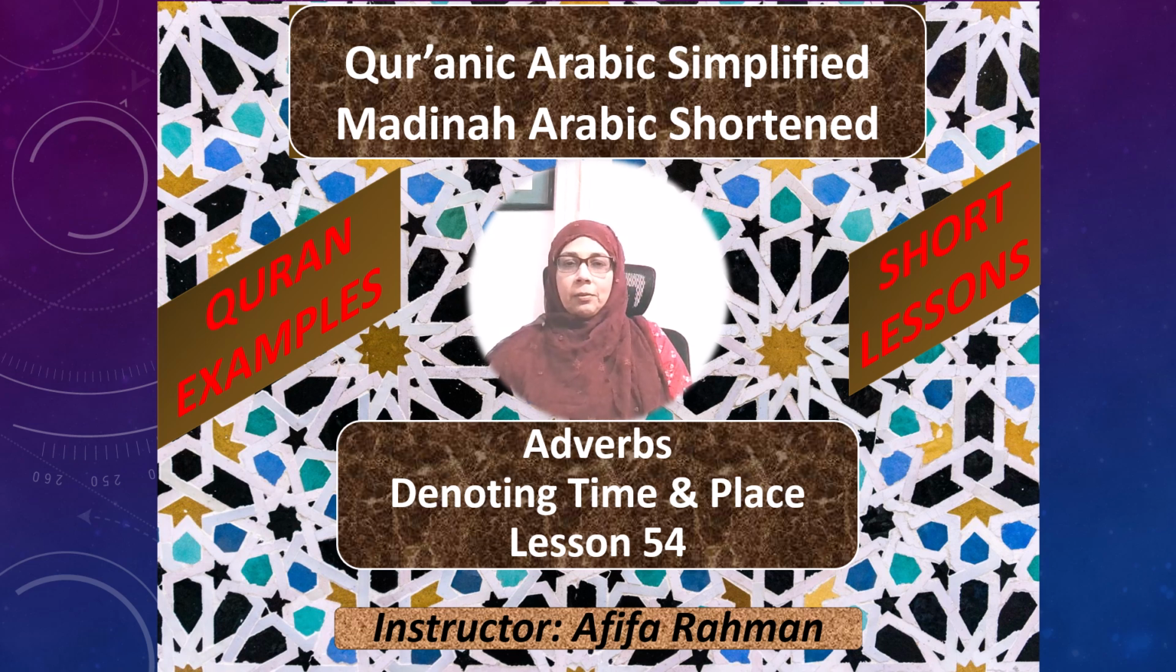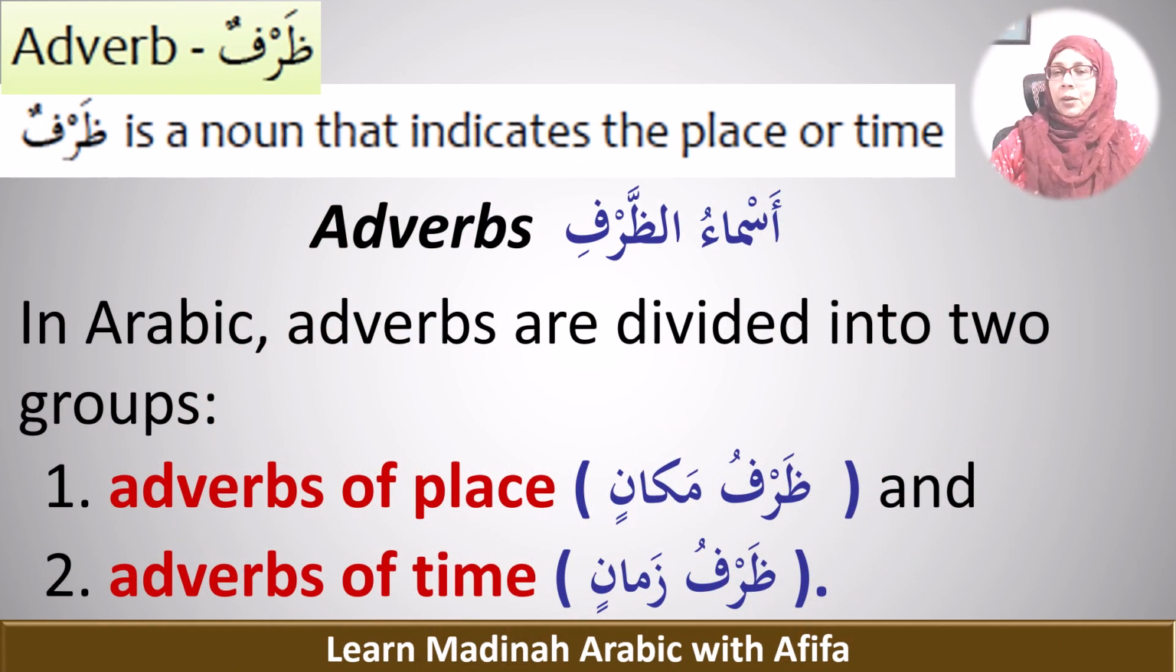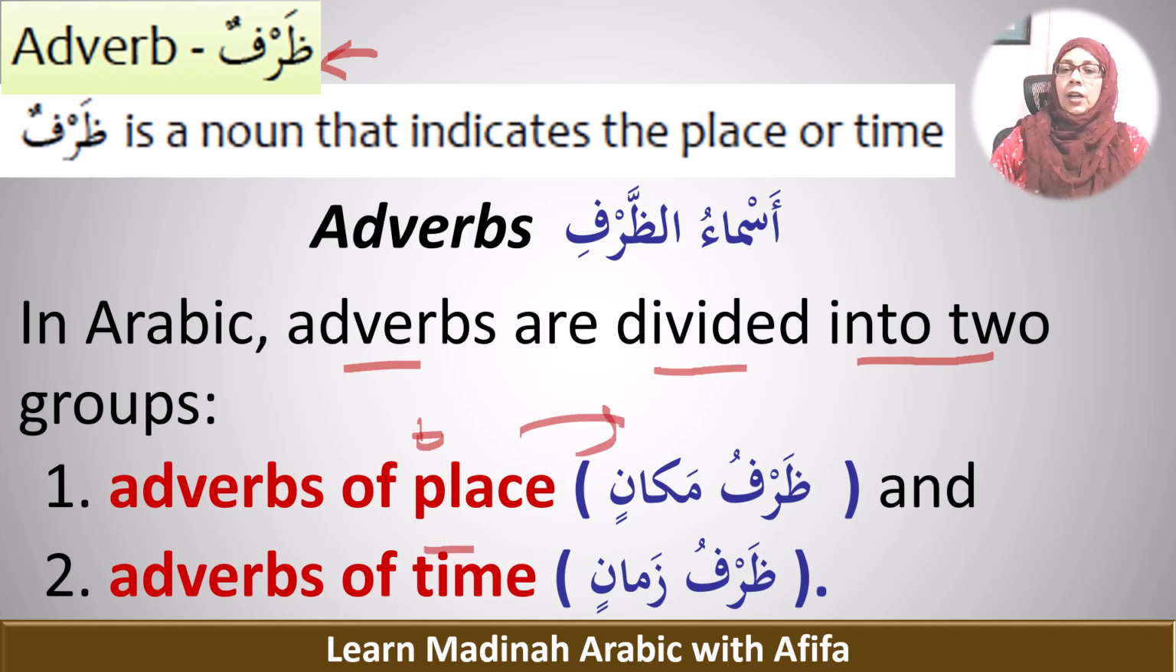Let us now begin. Bismillahirrahmanirrahim. So an adverb is a noun that indicates the place or time. And in Arabic, adverb is called zarf. And adverbs are divided into two groups in Arabic. The first one is adverbs of place, called in Arabic zarfu makan, and adverbs of time, which are zarfu zaman.